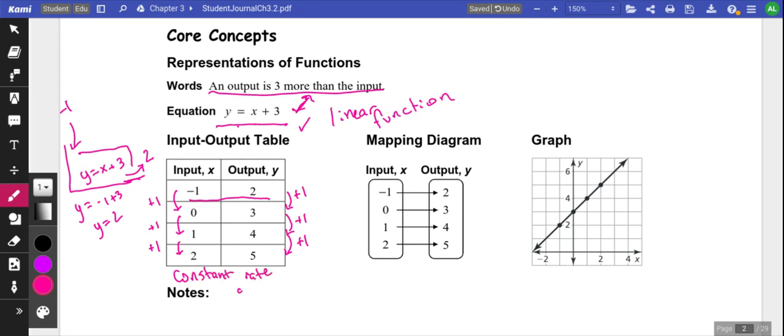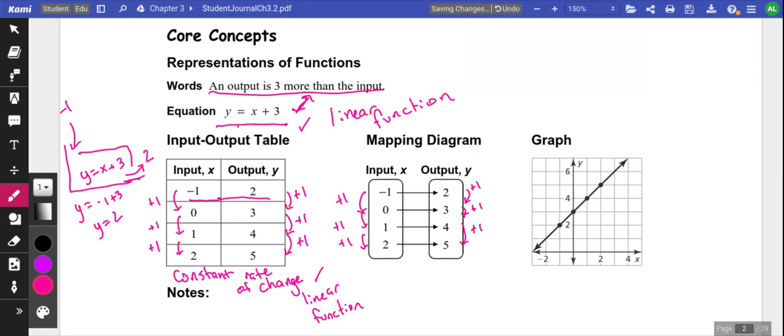rate of change. Rate of change is as my x changes, my y is also changing. So we know that these are changing at the same rate. So this is a linear function. Very similar. Remember these little diagrams like we did yesterday? It would be the same process. From each input, you would go, I'm adding 1, I'm adding 1, I'm adding 1. Same thing over here. We know this is a function because we have the same rate of change.